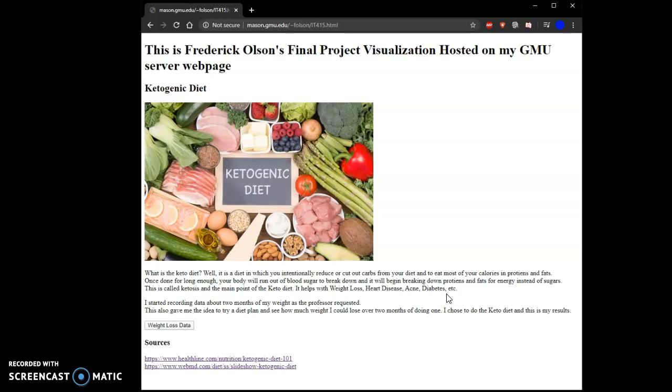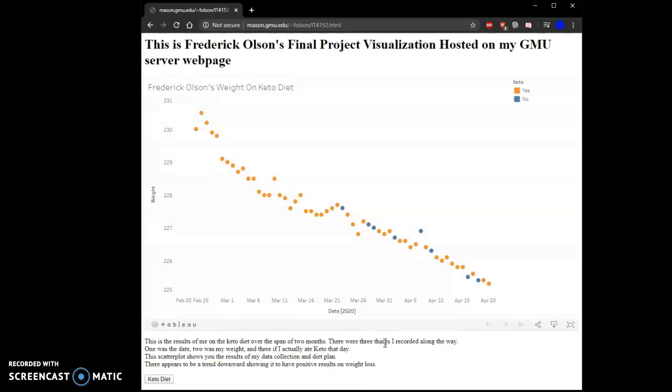And I started recording my own data starting 2 months ago, in February 20th all the way until April 20th. And it also gave me the idea to try out a diet plan, and that's why I did this project. And here are my sources describing the ketogenic diet, but you probably want to actually see the visualization tool because that's the more interesting part. And you click this button and it shows you the second page. And here it is. This is the data that I've collected over the last 2 months. And thanks to Tableau, you can hover over each individual data point to show you what exactly happened that day.